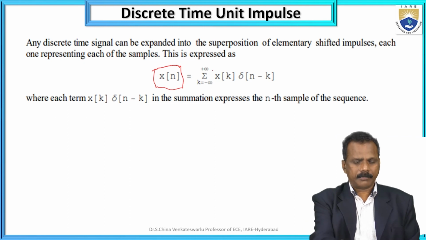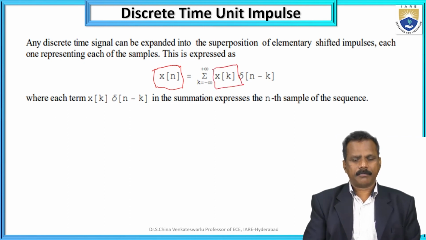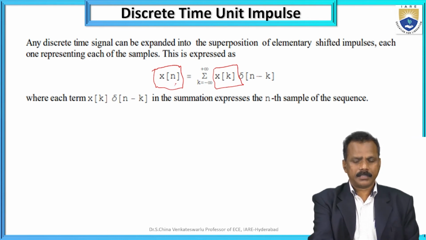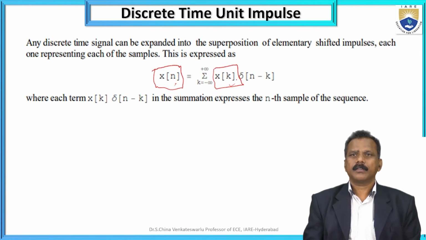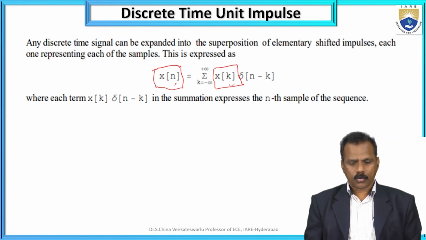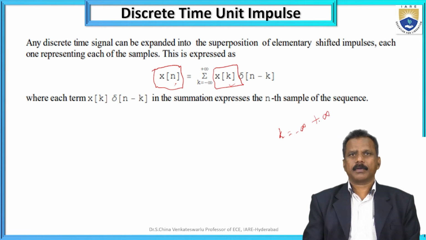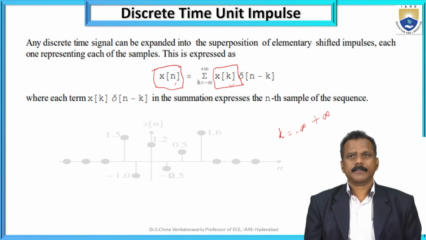That means x of n is the discrete time signal, and x of k comes from this discrete time impulse variation. Here the k value varies from minus infinity to plus infinity. Let's go on substituting all the values where k is equal to minus infinity to plus infinity. Each term with x of k and delta of n minus k in the summation expresses the nth sample of the sequence.